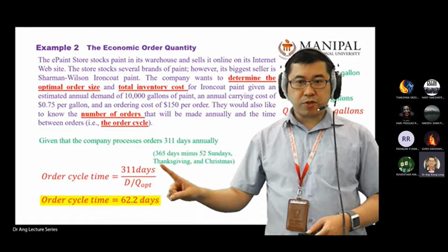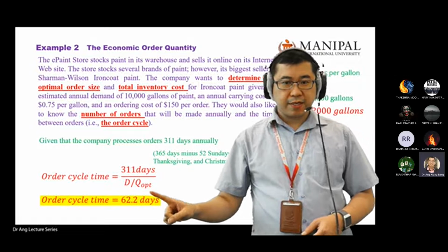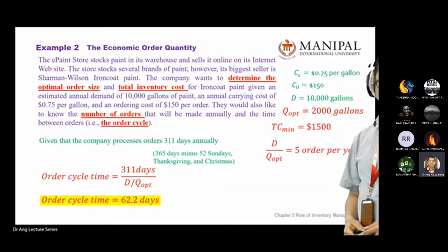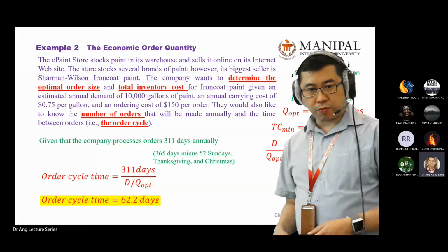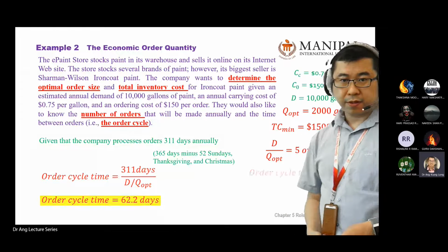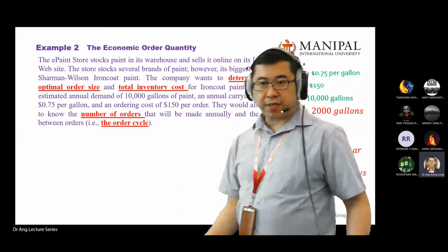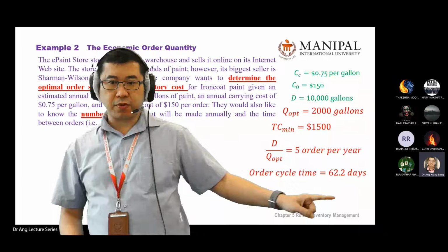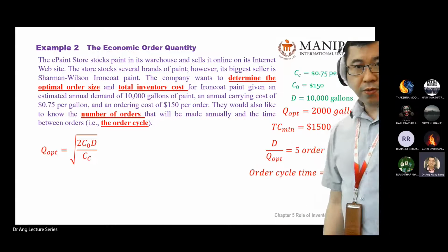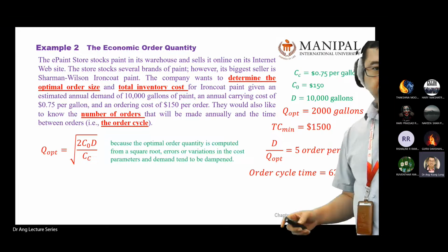62.2 days. You take 311 divided by the 5 orders you calculated just now, and you get 62.2 days for your order cycle time. I put it on the slides here. Okay, next you check the Q quantity.